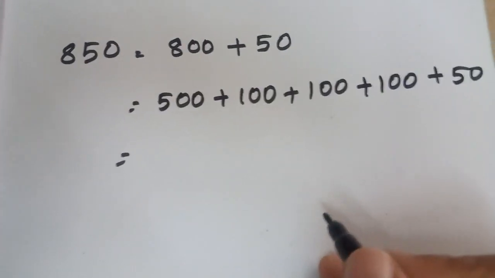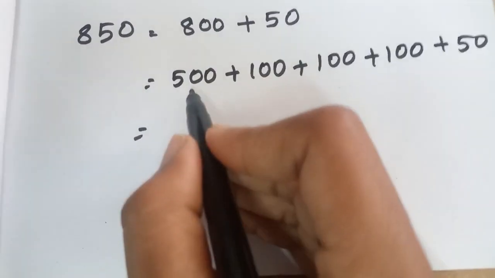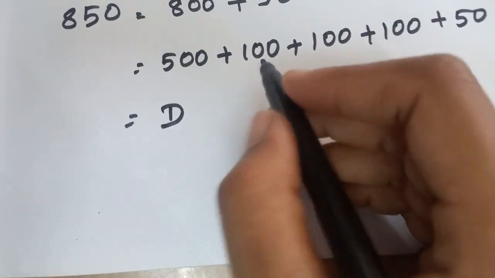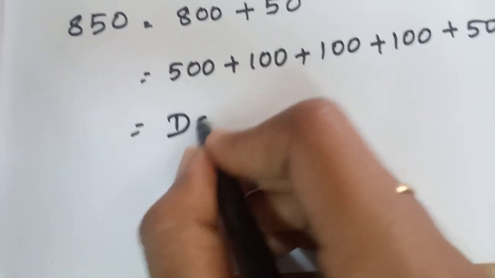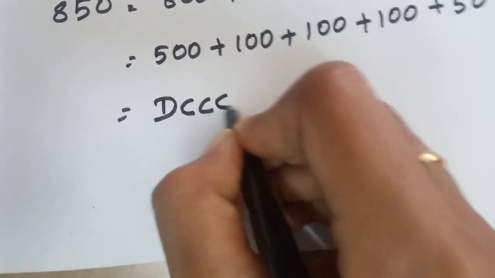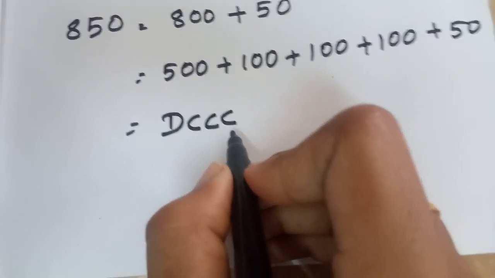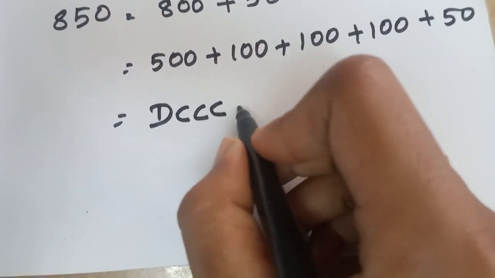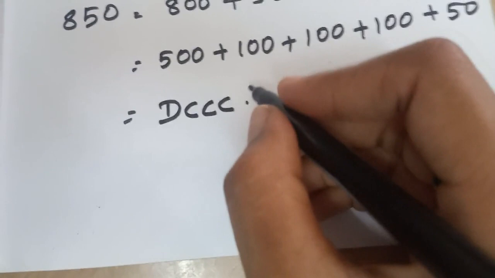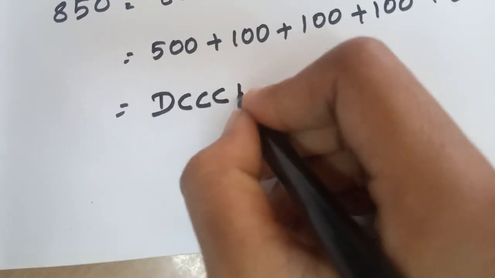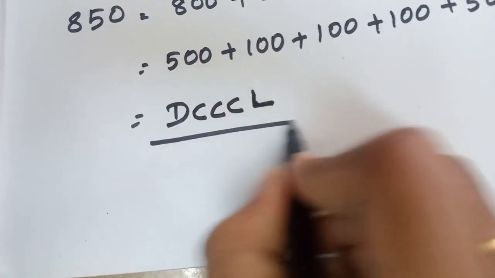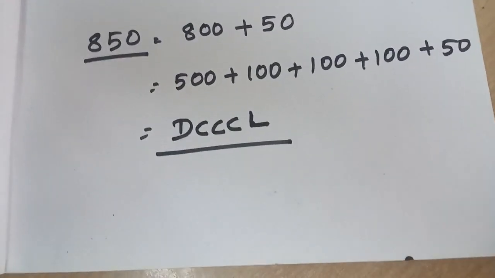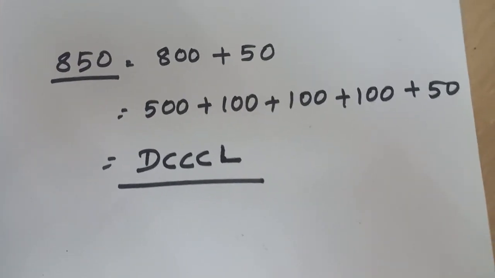Now I am going to give the Roman numerals. 500 means what? The Roman numeral D. 100 means C. How many 100s? 300. So 300 is a repeated symbol, but up to 3 times only. Next, the last one is 50. 50, you know very well, is L. So this is the Roman numeral for 850. This is the way you have to find the Roman numerals. Any doubts you have?